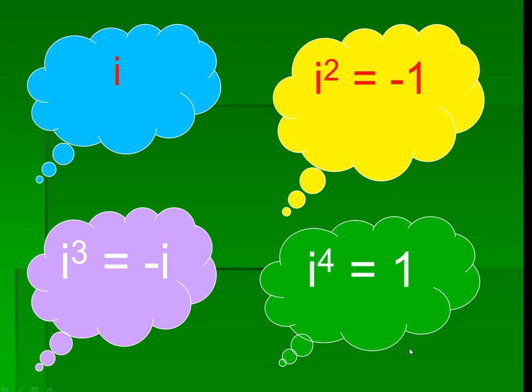So we have 4 things that we know: i, negative 1, negative i, and 1. Those are the only answers we've gotten. The whole day, everything we've done, those are the only 4 answers that we've gotten.